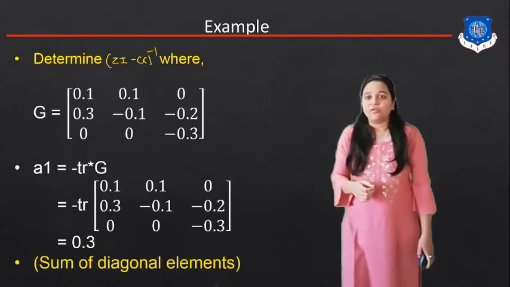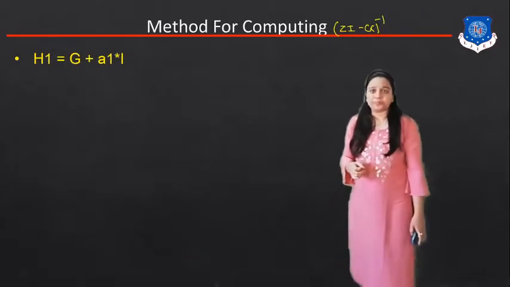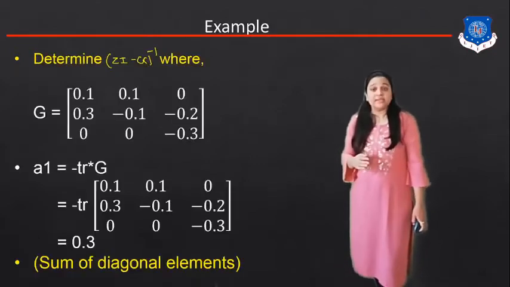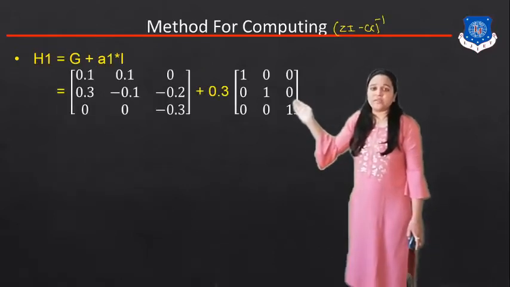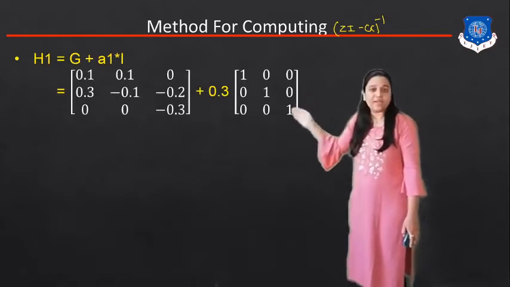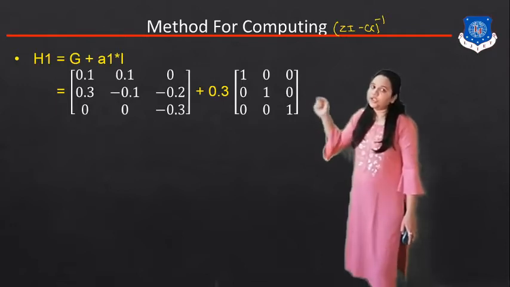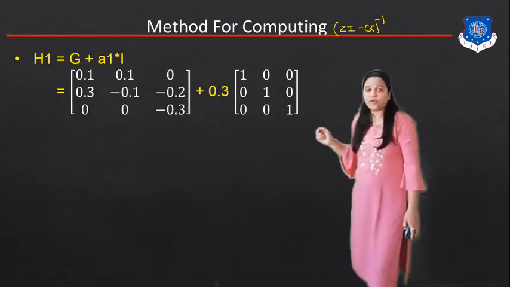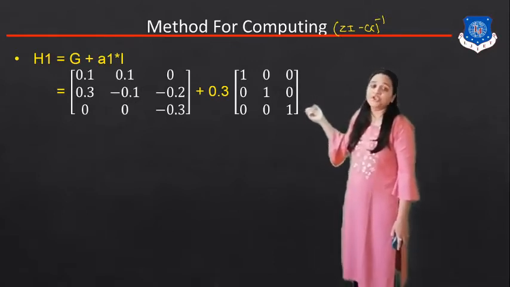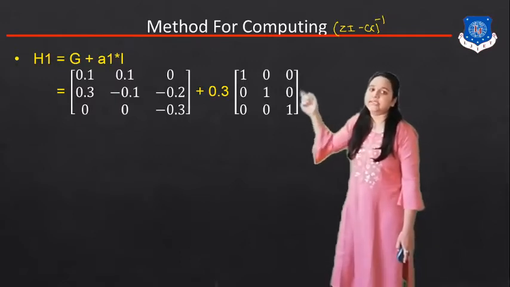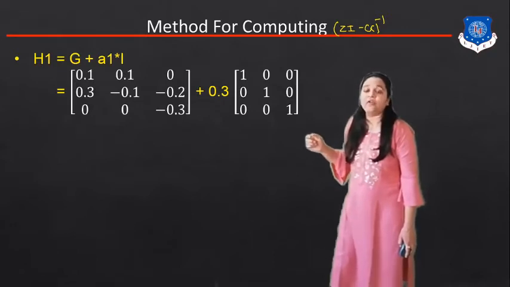Now next we have to find the value of H1. H1 is equal to G plus A1 into I. The G matrix is already given in this question. So put the value of G in this equation, plus A1, which is 0.3 that we have already found, and the I matrix is 1 0 0, 0 1 0, 0 0 1. First of all we have to multiply 0.3 into the I matrix. So the matrix will become 0.3 0 0, 0 0.3 0, 0 0 0.3. And then next we have to add the G matrix.